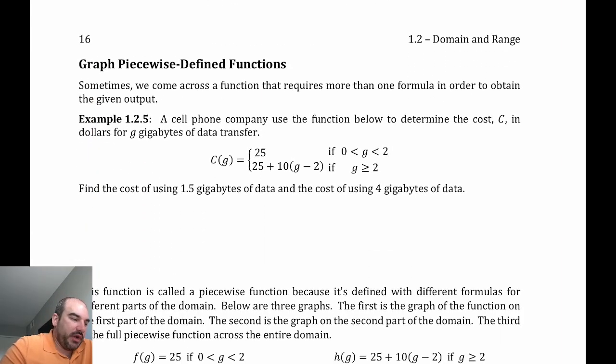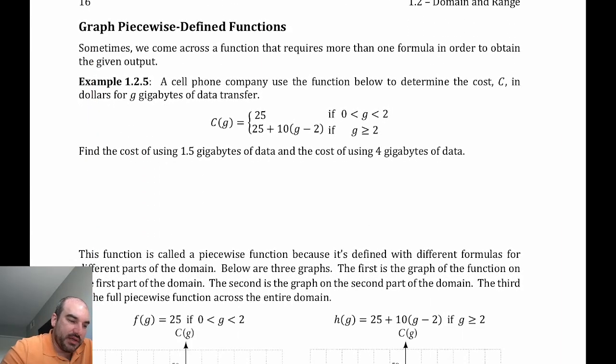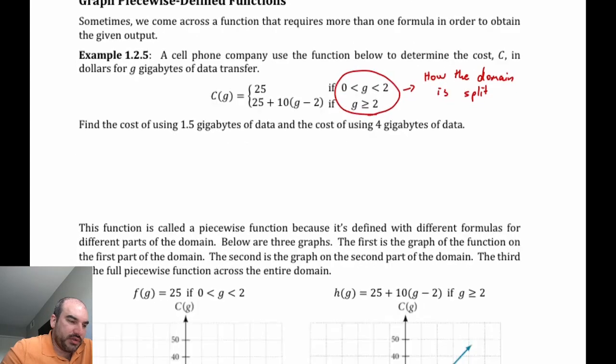Okay, moving on, graphing piecewise defined functions. Piecewise defined functions are functions like this, where you have multiple pieces depending on which part of the graph you're looking at. Essentially, this part of the piecewise function is how the domain is split. That tells you where each part of the graph is located.